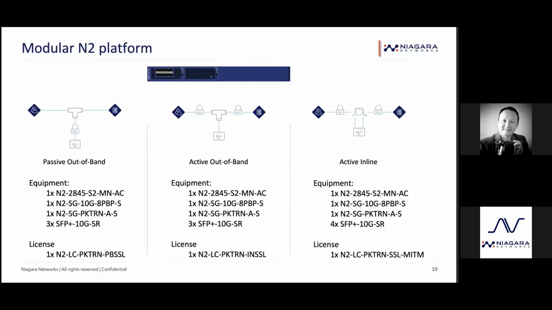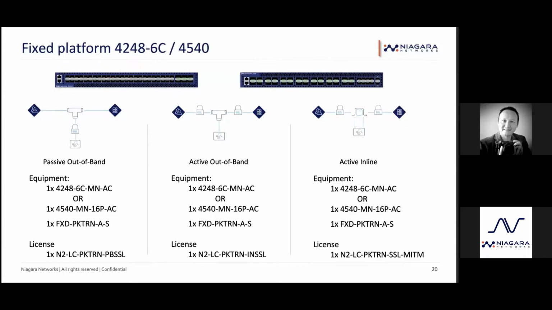If you deploy the man-in-the-middle license, you automatically get the inline deployment license and the passive deployment as well. If you use the in-band license or the active out-of-band, then you will also get the passive out-of-band deployment. If you want to afterwards deploy the man-in-the-middle, you have to upgrade your decryption engine license.